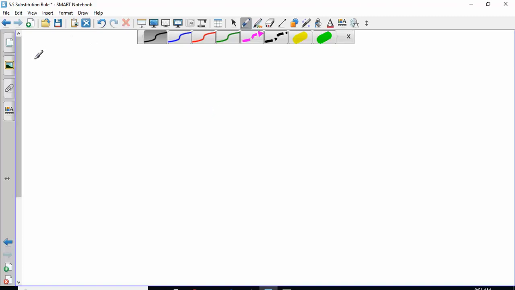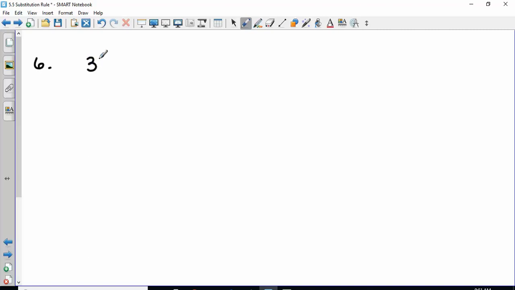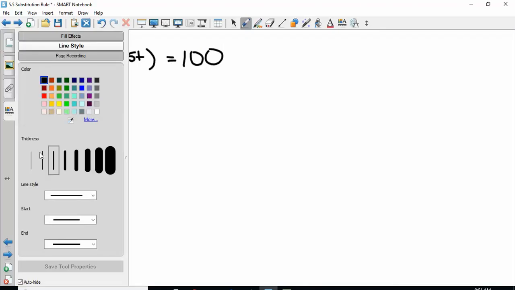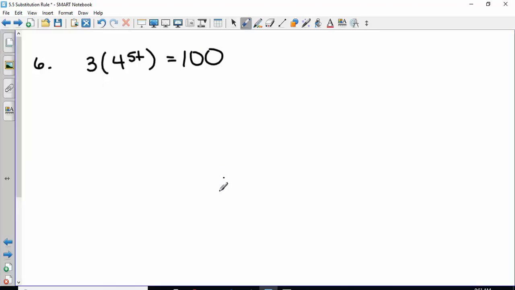Right, so number 6. There will be a question like this on your test. This is just solving an exponential.